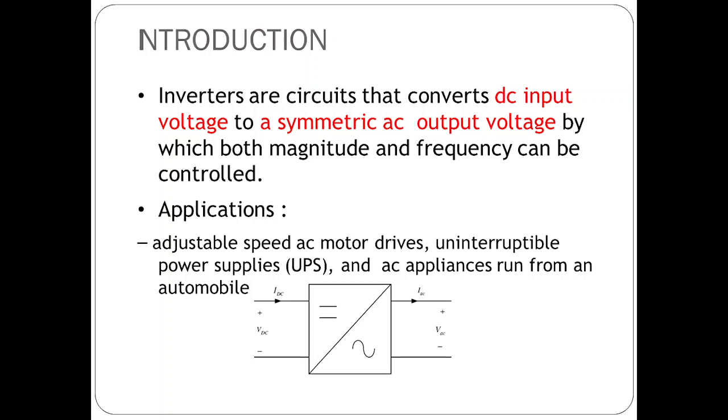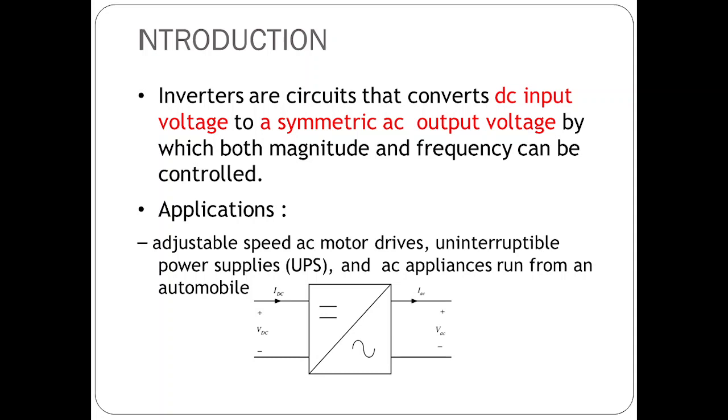The applications of inverters are adjustable speed AC motor drives and uninterruptible power supplies. When you use a UPS while the power is off, the UPS starts working. The UPS is a charged battery, and if the power is gone, it reverses the supply and supplies power to the equipment, so AC power is supplied to the equipment. That is one of the applications of inverters.